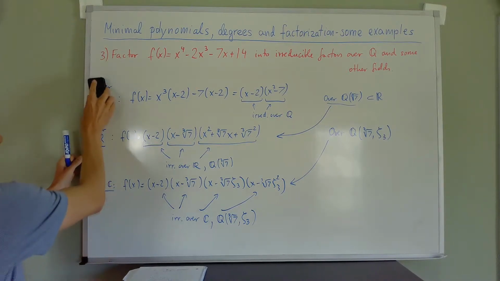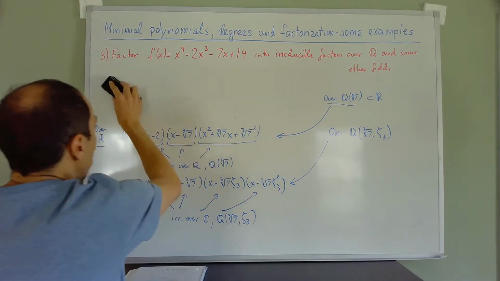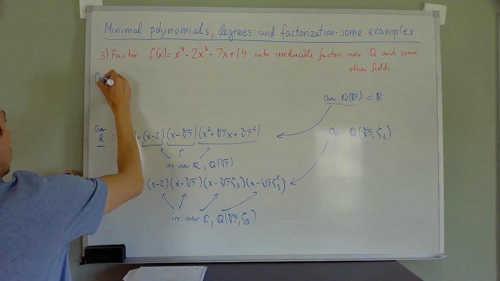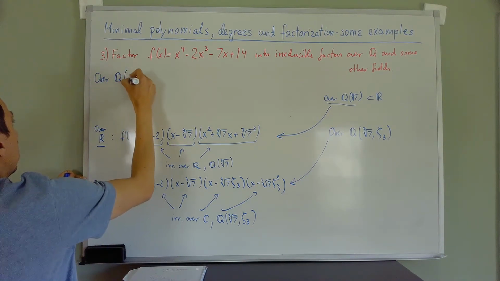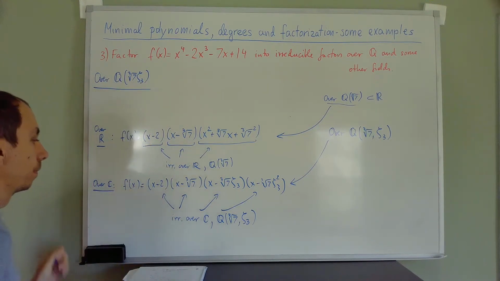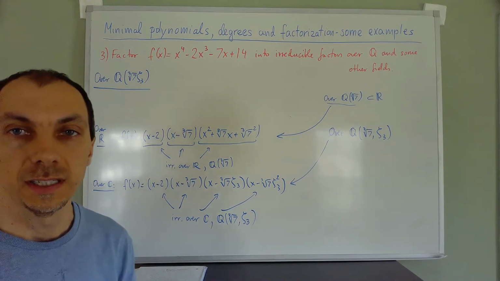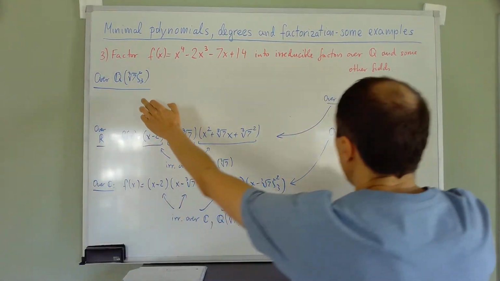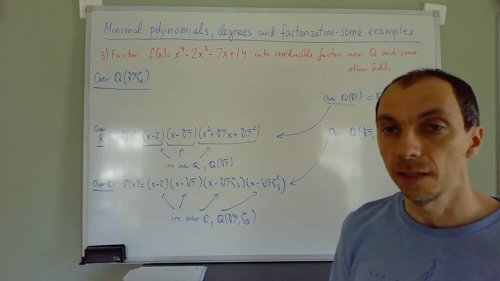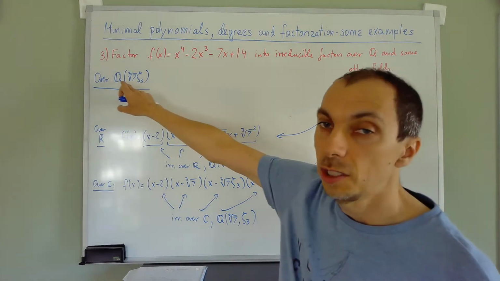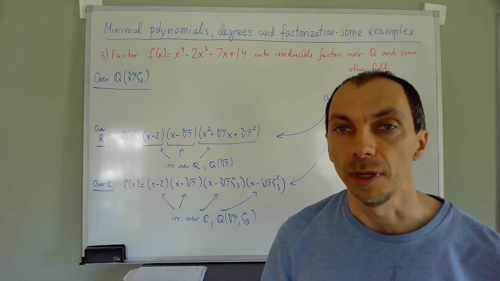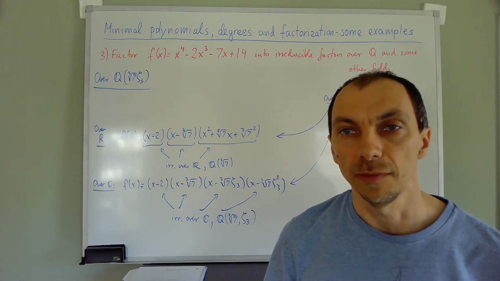Let's look at yet another possibility. What about over the following field? Note, this is different from this situation. Here I put in a comma, which means both cube root of 7 and zeta 3 are in this field. Here there is a times between them, so that's just Q adjoin one particular number, cube root of 7 zeta 3.